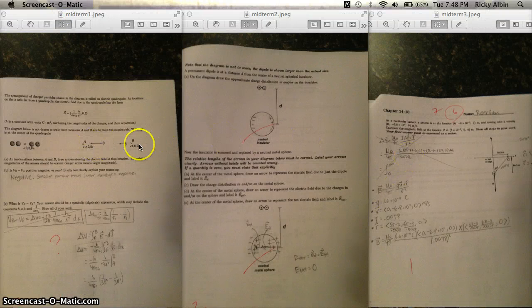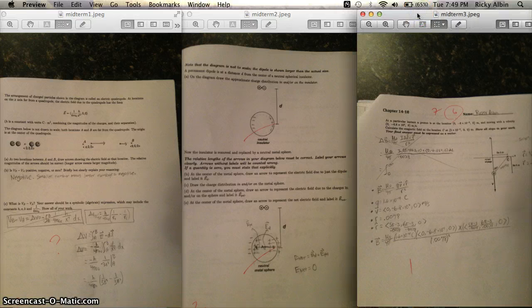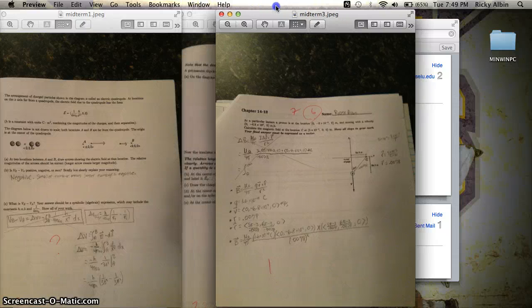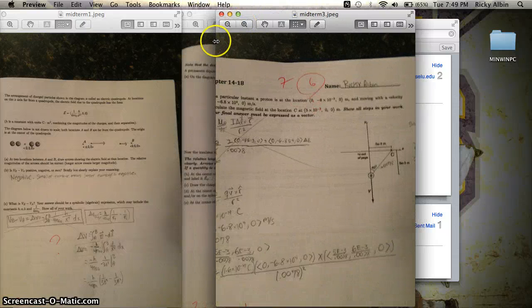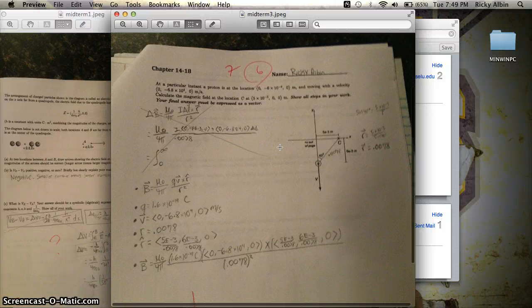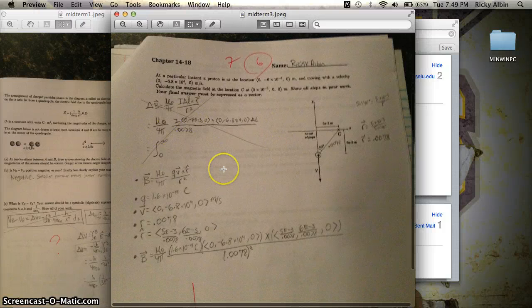Okay, so these are the last two problems I did as part of this midterm reassessment. The new one is right here. I labeled it midterm 3. So I'm going to try to make it a little bit bigger. Zoom in here. The only thing relevant is whatever's not scratched out, I guess.